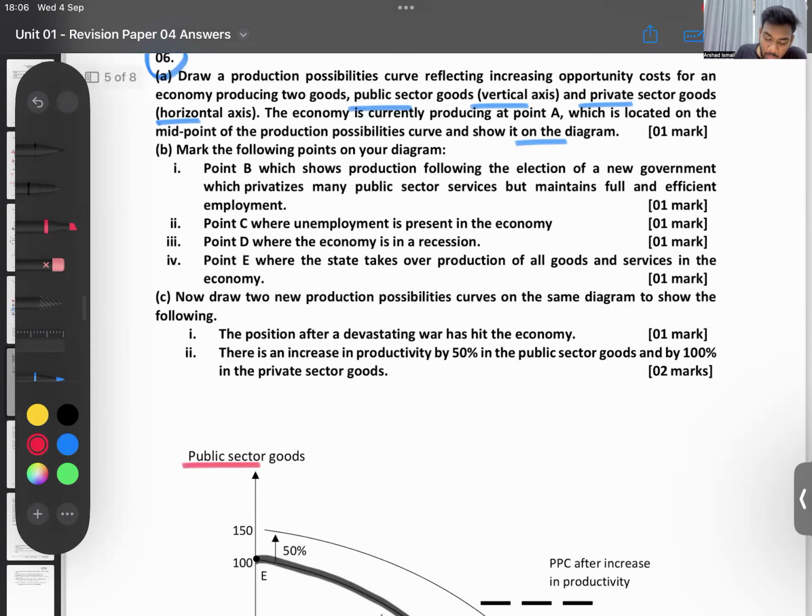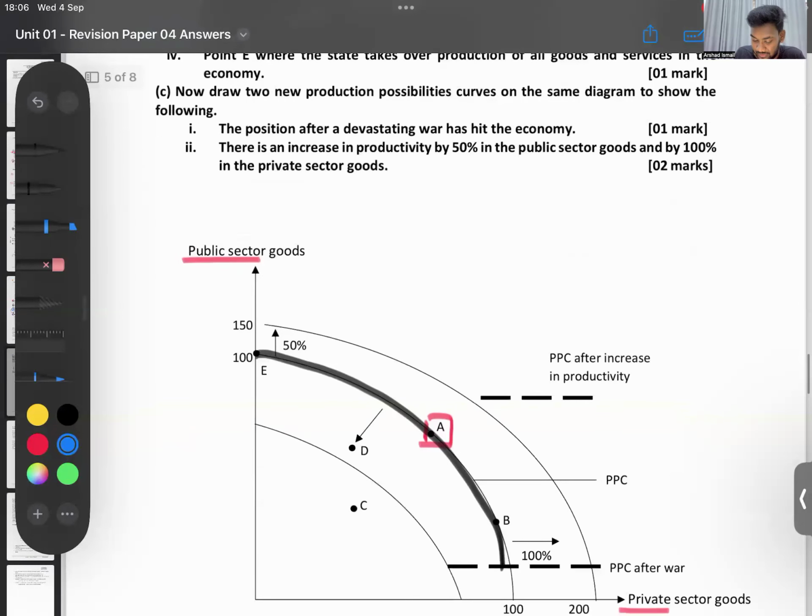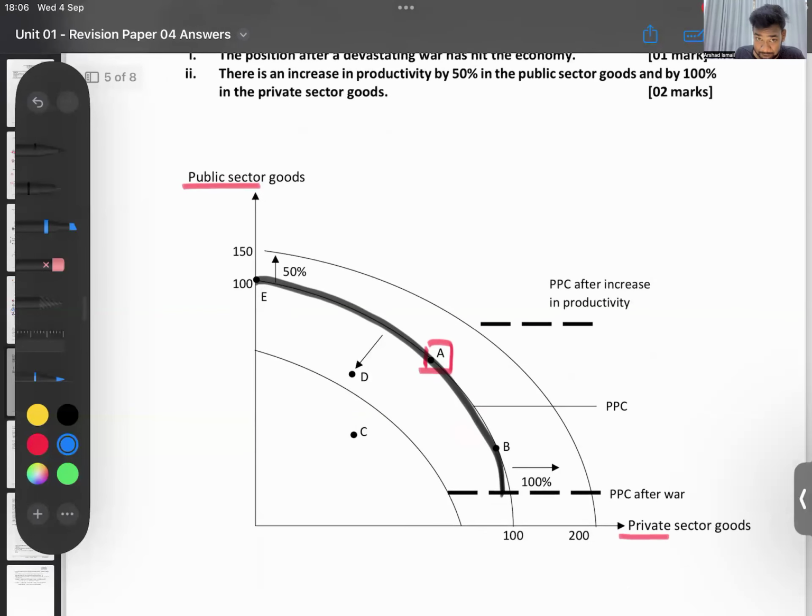Then the second one they are saying is mark the following points on your diagram. Part 1. Point B, which shows production following the election of a new government, which privatizes many public sector services but maintains full and efficient employment. What will happen? A new government comes. What have they done? They have privatized many of the goods. Now remember, the two goods are public sector goods and private sector goods. So if the government privatizes, it means now they are handing it over to the private sector. So now what happens? The public sector good production comes down.